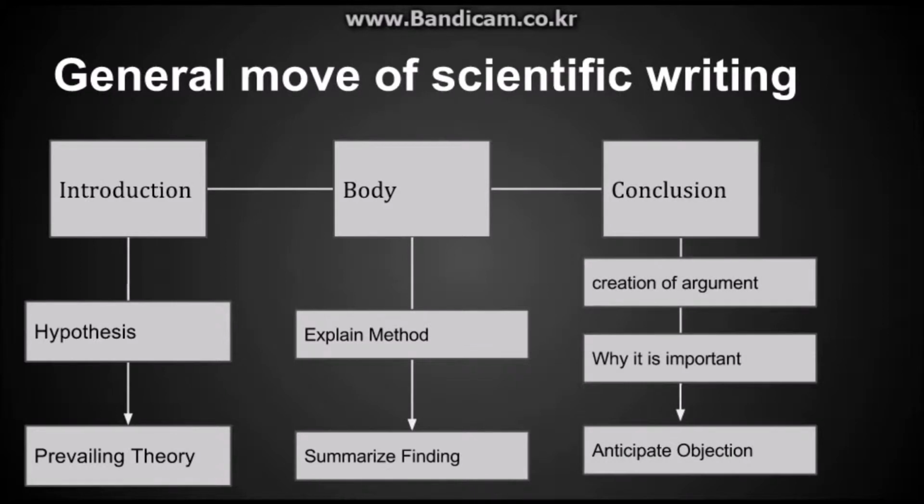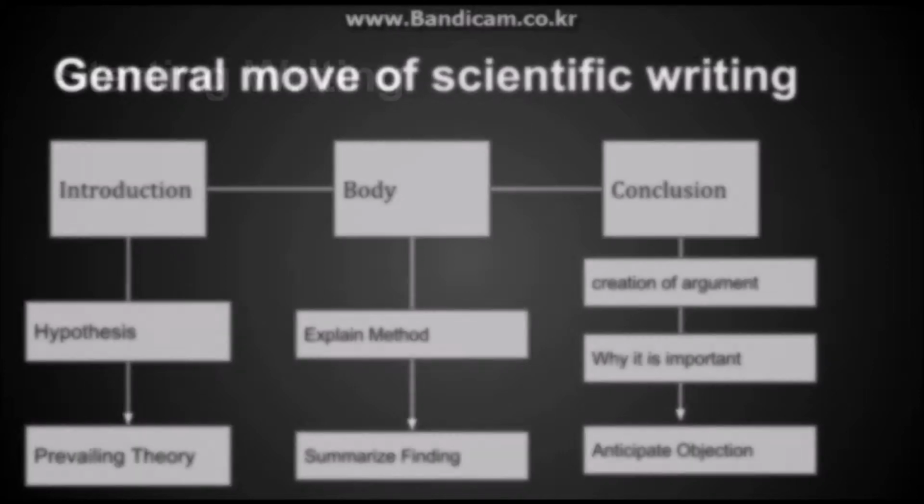In intro, setting hypothesis and explaining prevailing theory will come. After the intro, there are explaining methods of study and summarizing significances of method which establish the body paragraph. Finally, there is a conclusion which contains arguments and importance, and we are also going to explain how to anticipate objections in our writing.